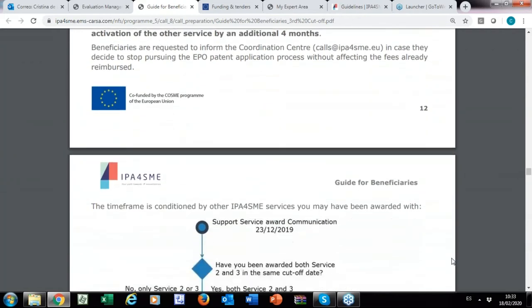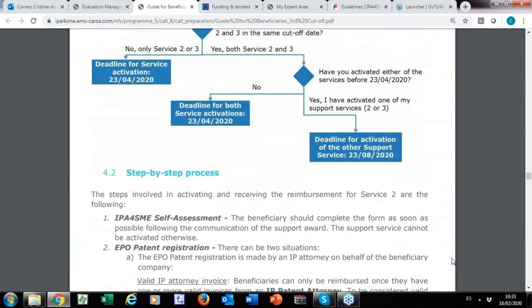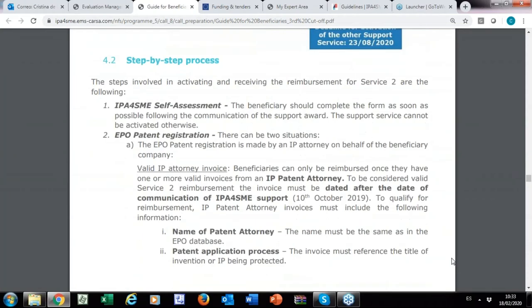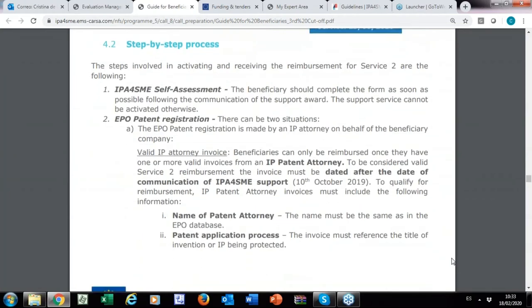To activate the service, there is a step approach to follow. There are two main situations. The first is, as stated before, uploading in the EMS website a valid IP attorney invoice, which should contain specific information. First of all, the invoice should be dated after the date of the communication of IPA4SME support, that for cutoff three is the 23rd of December and not the 10th of October, as written in the guide. There is an error, sorry.